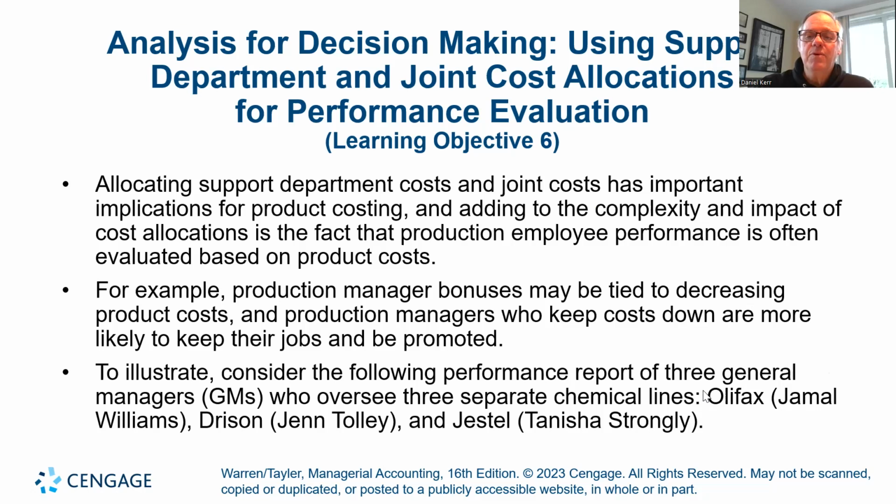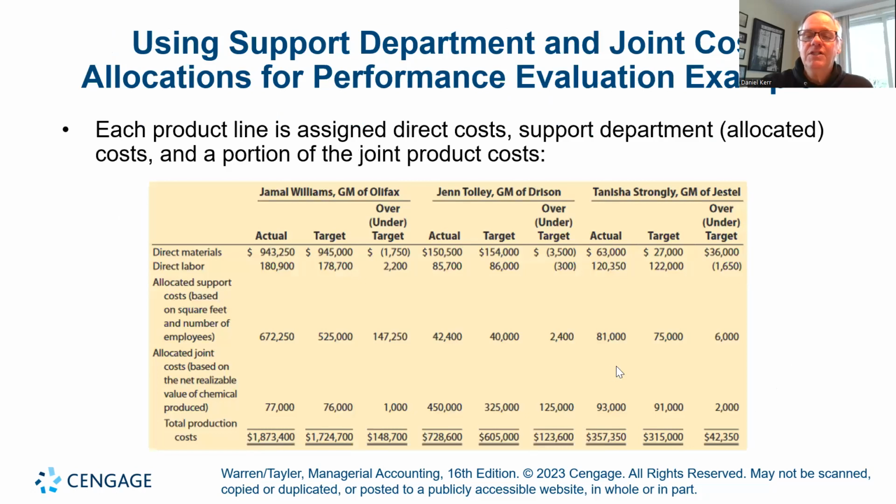So this is a new example here. We've got 3 general managers, and they have 3 separate chemical lines that they oversee. So we have Olafax, which is managed by Jamal Williams. We've got Dryson, which is managed by Jen Tully, and we've got something called Gestel, which is managed by Tanisha Strongly. So just take a moment to digest this.